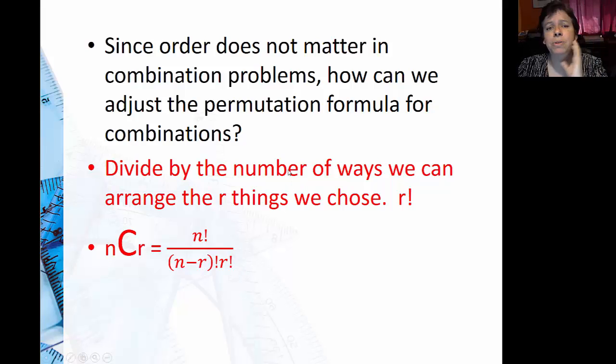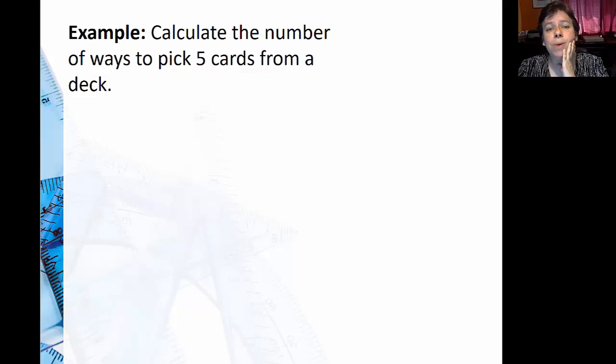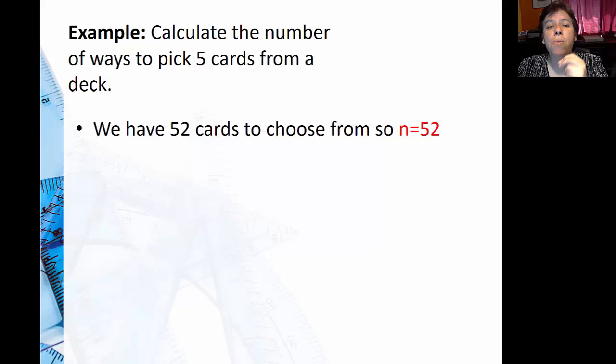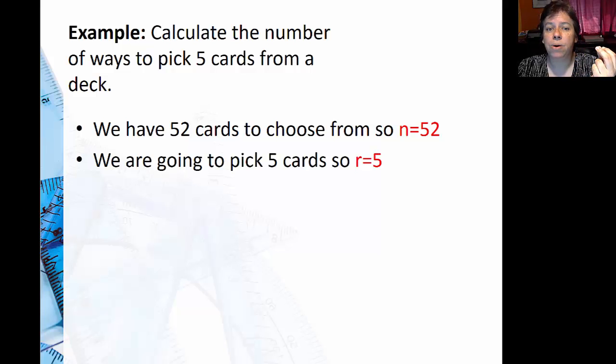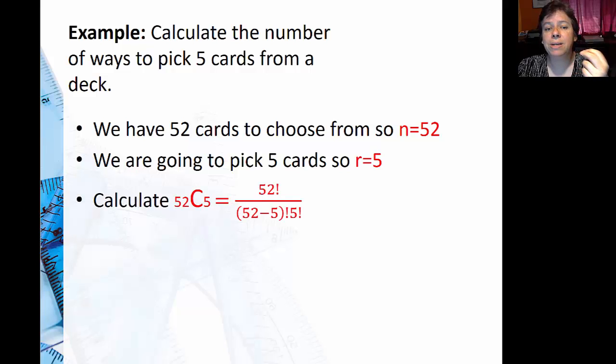So we're going to look at an example to calculate the number of ways to pick 5 cards from a deck of 52. First of all, always start with how many you have to choose from. We have 52 cards to choose from, so n is 52. And we're going to pick 5, so r is 5. So I basically can go ahead and put this in the formula, 52 factorial over 52 minus 5 factorial, and then I have that extra 5 factorial because I'm trying to take out the repeat counts, all right?